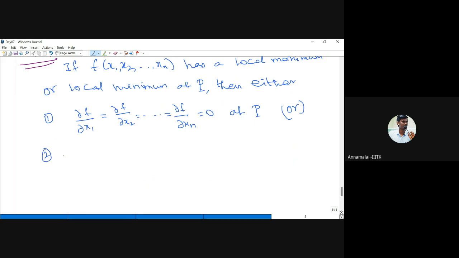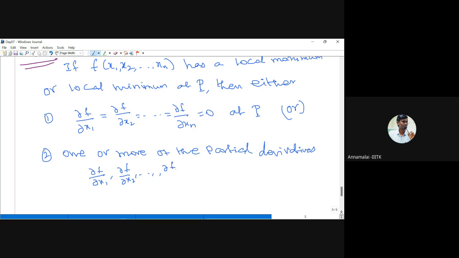The second one is that one or more of the partial derivatives, ∂f/∂x1, ∂f/∂x2, and so on. Among these n partial derivatives, one or more does not exist at a point P. That is what the theorem says.